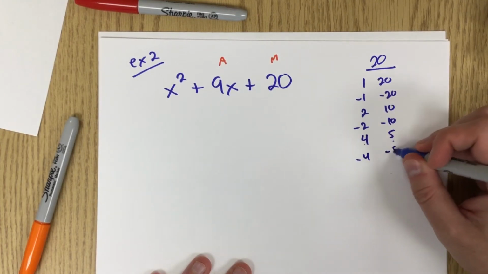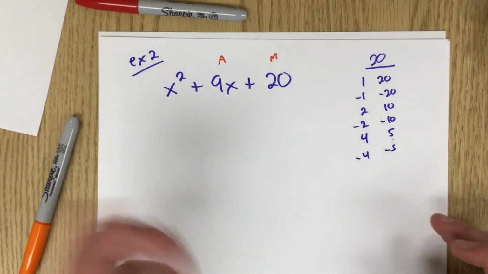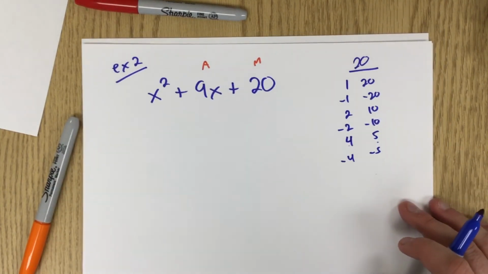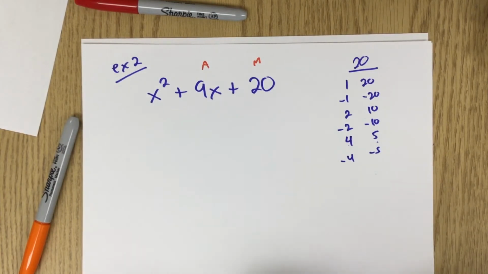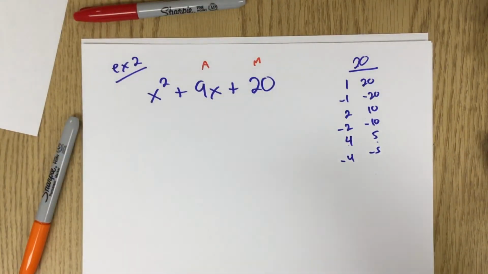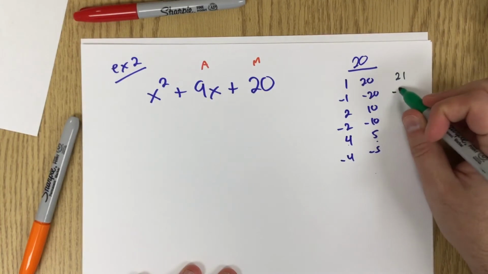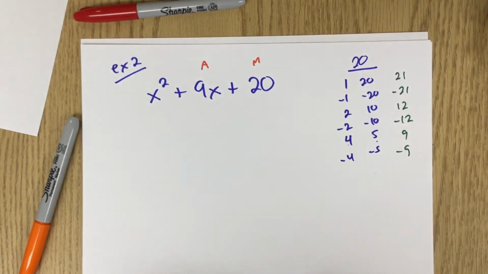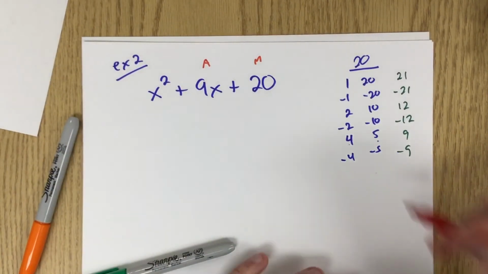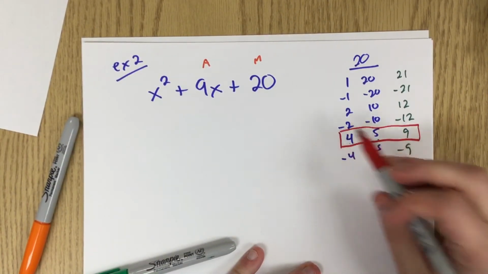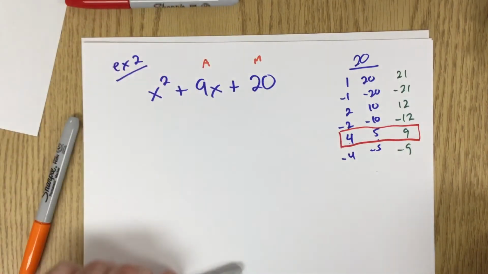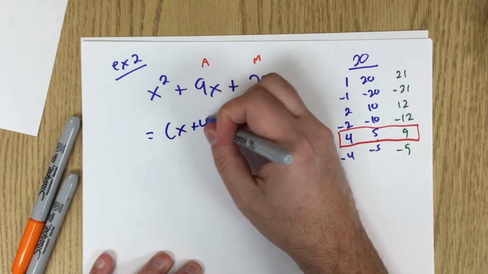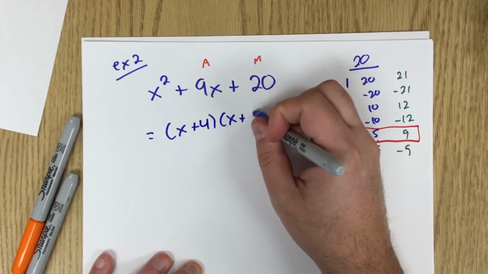4 and 5. And the next number after 4 would be 5, but we already have 5, so we're done. So we need to know which one adds up to 9. So this one adds up to 21, negative 21, 12, negative 12, 9, negative 9. And the winner is going to be this one over here. So it's going to be equal to x plus 4 times x plus 5.